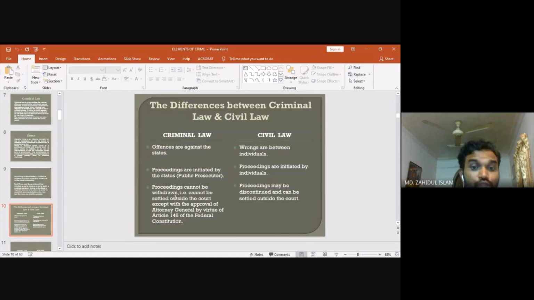Criminal law proceedings cannot be withdrawn or settled outside the court except with the approval of the Attorney General by virtue of Article 145 of the Federal Constitution. So if you commit a crime under criminal law and want to withdraw the proceedings from the court, you have to take permission from the Attorney General. Under private law, I mean civil law, proceedings may be discontinued and can be settled outside the court.